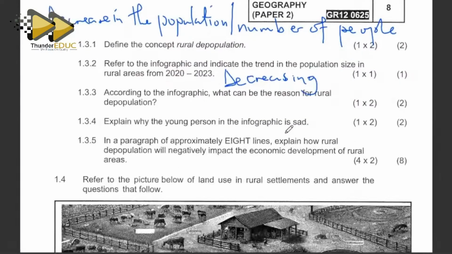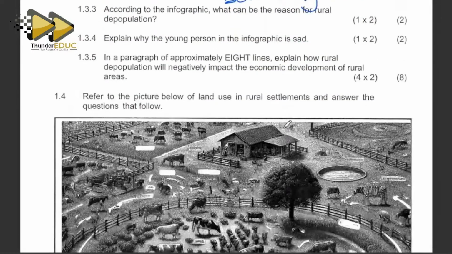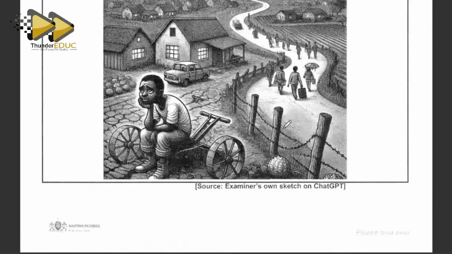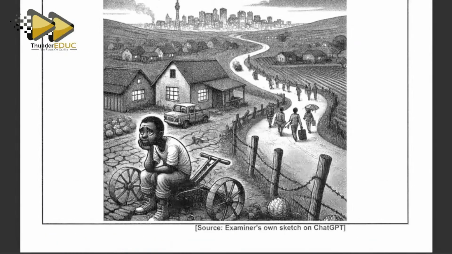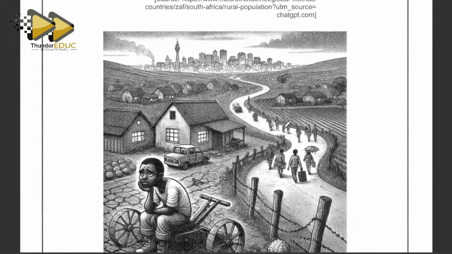According to the infographic, what can be the reason for rural depopulation? Why are people leaving rural areas? Why is the number of people in rural areas declining? According to the infographic, what could be the reason? If you try to analyze the infographic, we want to identify a possible reason that could be a cause for rural depopulation.